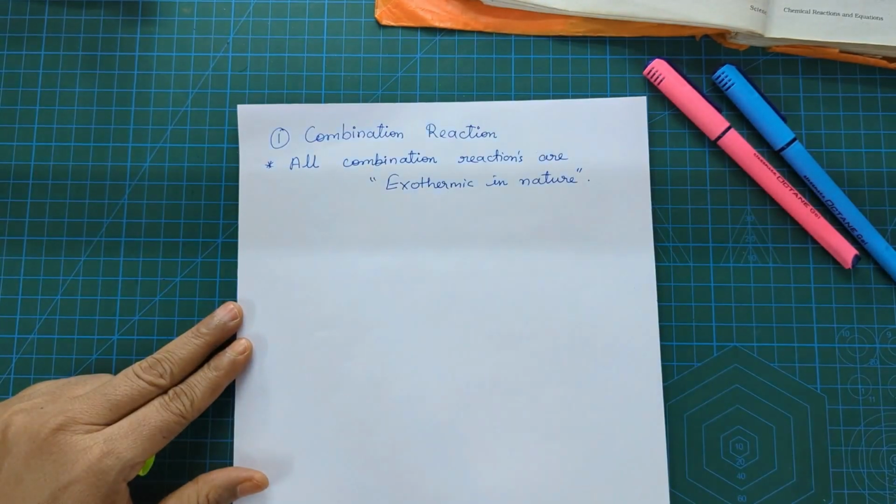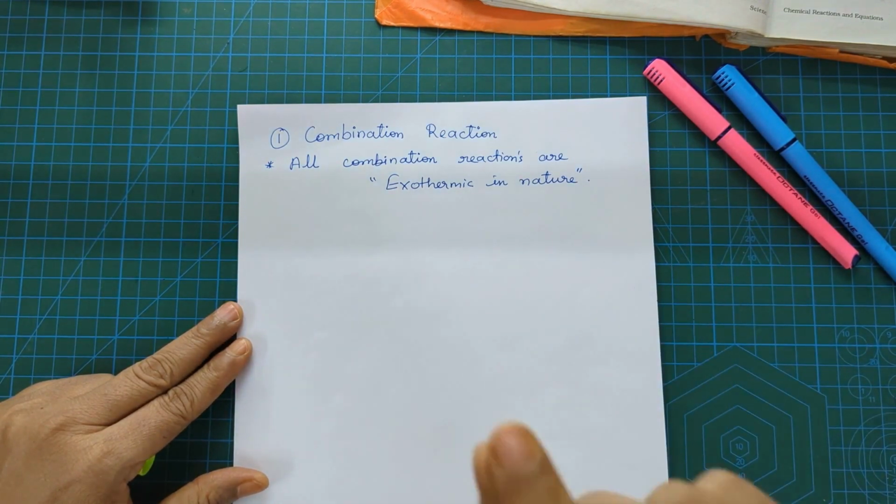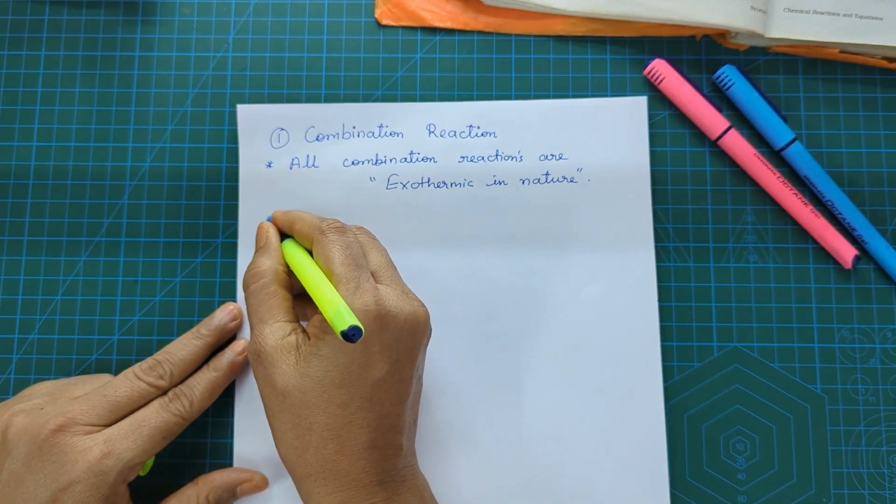One is the journey of calcium oxide until calcium carbonate. Next, all combustion reactions are combination reactions. Third, all corrosion chemical reactions also come under combination reactions. So let's begin with the first one.